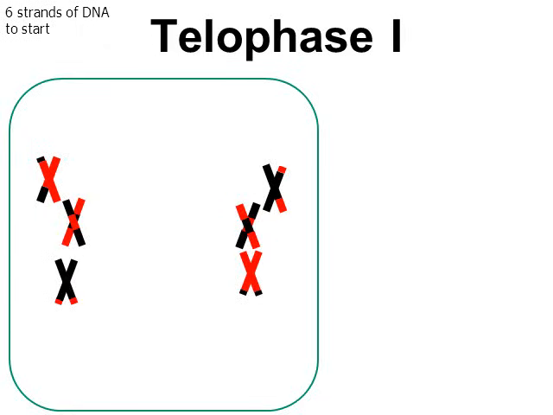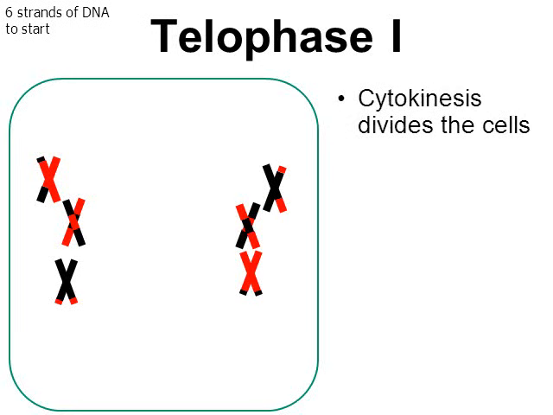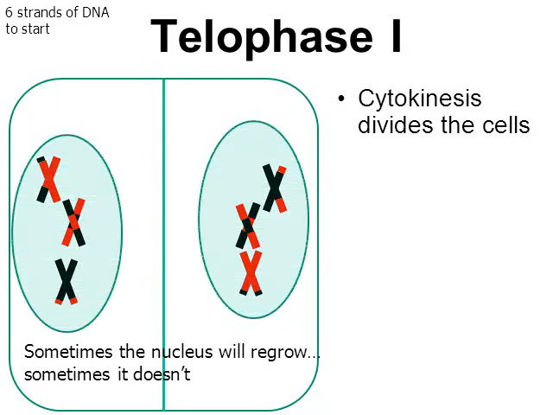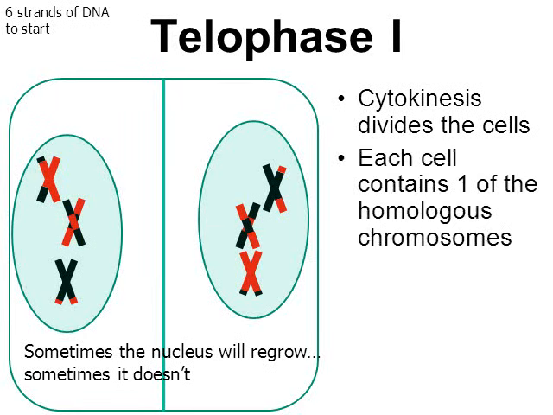So if we look at telophase number 1 of meiosis, well, cytokinesis is going to divide and split the cell, and there you can see cytokinesis dividing and splitting the cytoplasm. We now have the formation of 2 cells here. Sometimes the nucleus will regrow, sometimes it doesn't. In this animation, I'm going to have the nucleus regrow around the chromosomes that you see in those 2 cells.